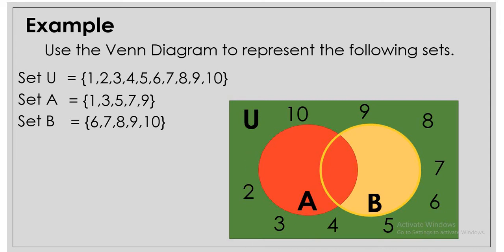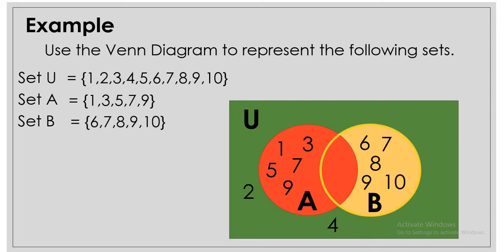Well, set A has 1, so put the numbers inside: 1, 3, 5, 7, 9. Okay, while B has 6, 7, 8, 9, and 10. Now, if you notice, A and B have the same numbers. Can you notice? Yes, that is 7 and 9. Put the numbers in between. So this is how you use the Venn diagram.